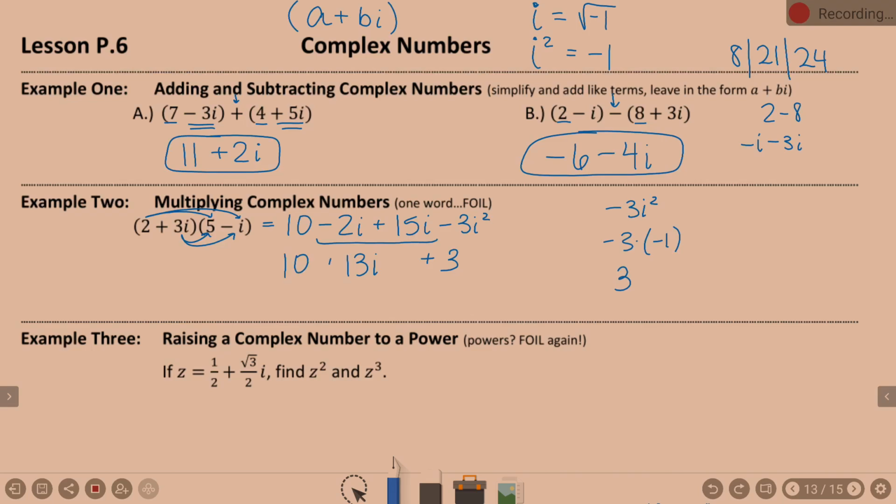We have the 10 there out front. We already had that 13i. So the other piece of like terms: 10 and 3 is 13. 13 plus 13i. What's 13 plus 13i? The answer. Okay. Review happening okay?